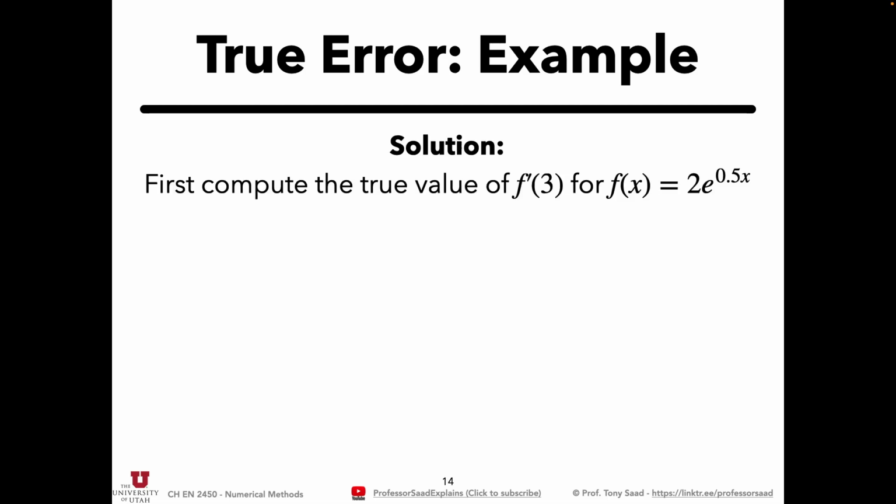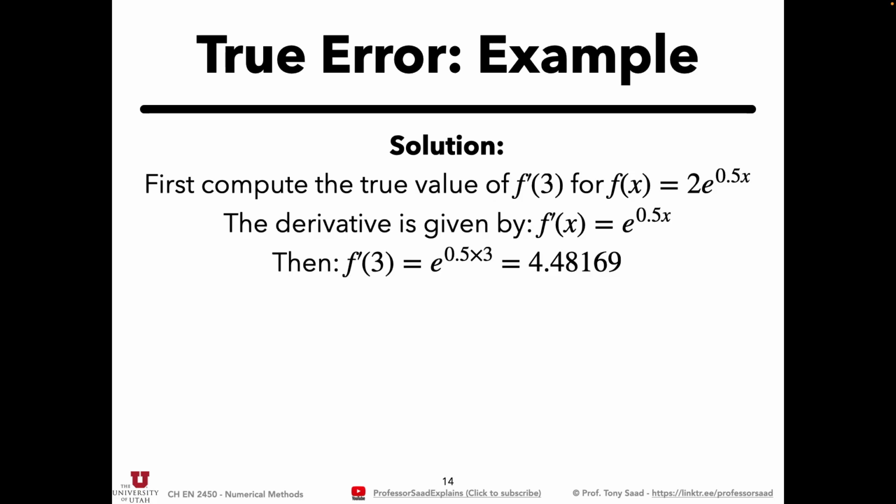So first we will get the true value from the definition of the derivative. For f of x equals 2e to the half x, the derivative is e to the half x. That's f prime of x. The true value is at x equal 3. So we simply evaluate this at 3, and it gives us 4.48169, some number.